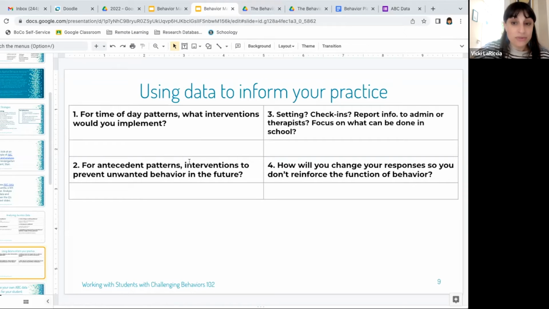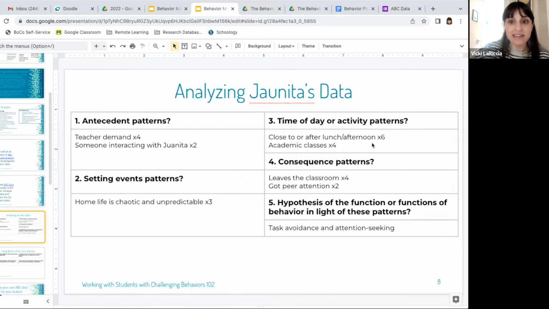So for time of day patterns, what interventions would you implement? Just as a reminder, our time of day patterns were that all of these behaviors are happening in the second half of the day. So what's something we can do for her?